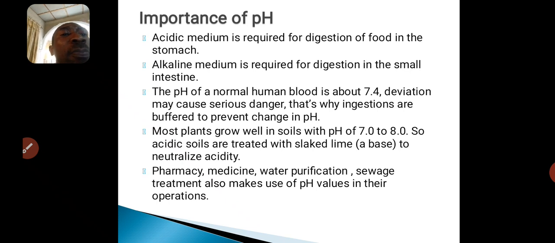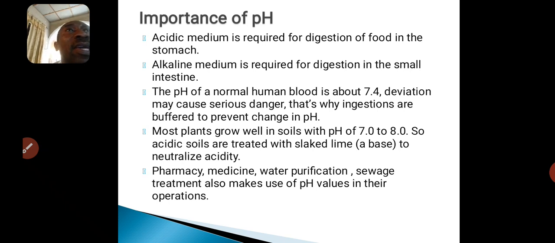Then, most plants grow well in soils with pH of 7.0 to 8.0, near neutral. Now, 7 is neutral, so it is a little between neutral and alkaline, that is 8.0. So acidic soils must be treated so that they will not affect the growth of some plants. And that's why we use slaked lime, a base, to neutralize acidic soil.